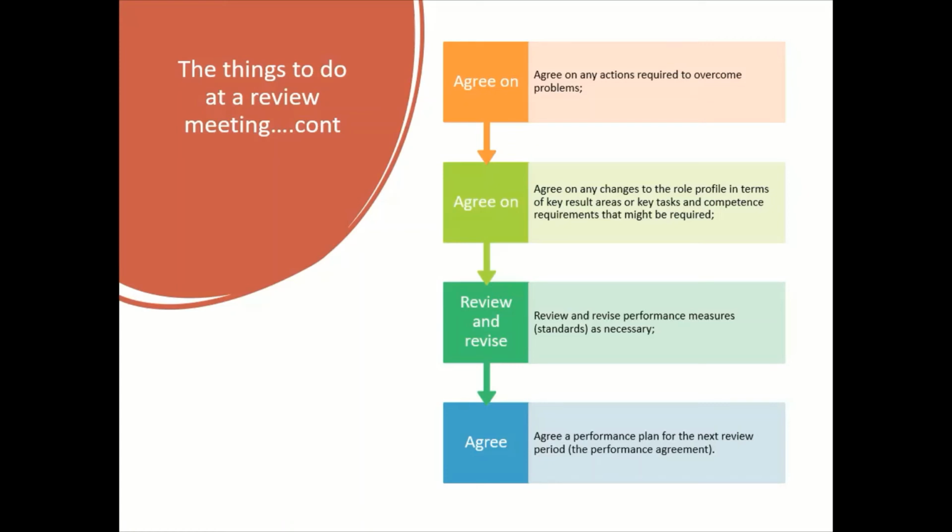and then review and revise performance measures. Sometimes we may need to change the performance measures or standards. As an example, as an organization, we decide a particular daily target for a particular production employee. But at the interview, if you realize that the given performance target is not realistic or unreasonable for employees, then we have to revise it.